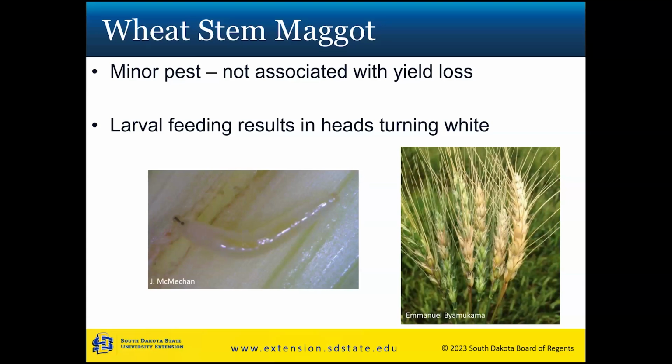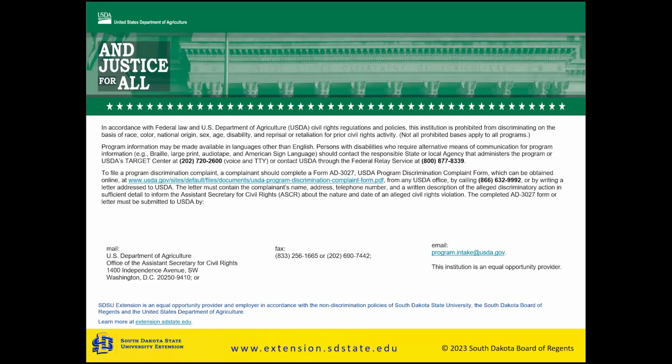So typically not a major pest in South Dakota. They're considered minor because most fields we don't have the entire field be affected. And also, to my knowledge, there hasn't really been any evidence that insecticides are real effective against managing these. So I have a few slides for all of your information.